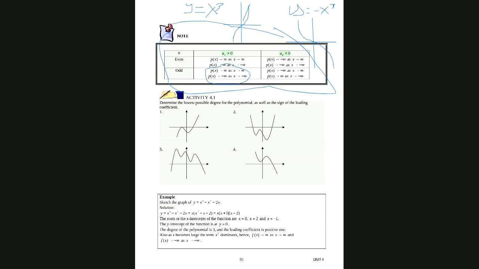So in number 2, there are 3 turning points. So you say 3 minus 1 or 3 plus 1? Look, if we have y equals x squared, you are going to find out that the graph will look like this.